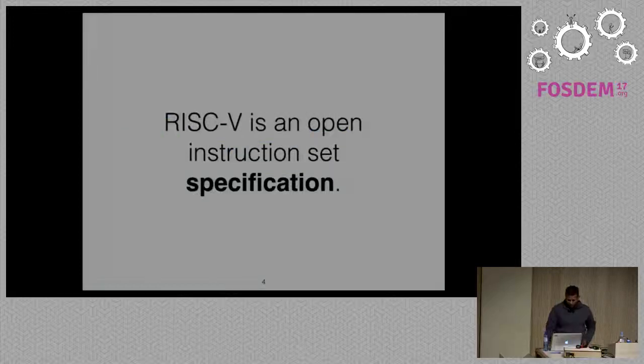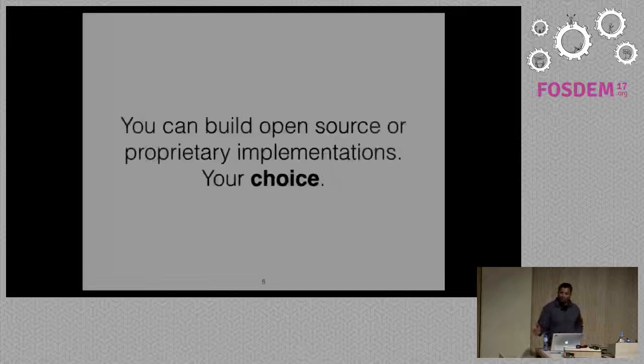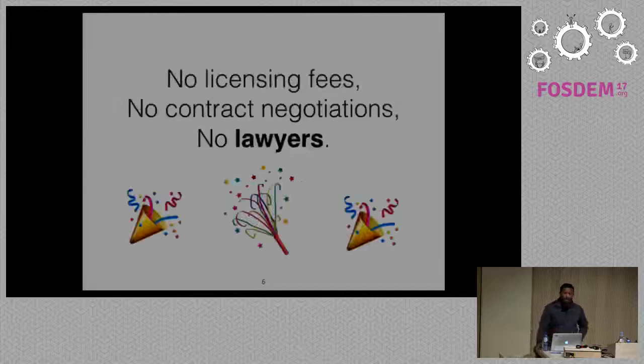So you can build open source or proprietary RISC-V implementations. It's completely up to you. It's an open standard, and you can do what you want with it. If you tried to do this with one of the commercial ISAs, such as ARM or x86, you might get a friendly letter from one of their lawyers. Maybe not so friendly, but yeah. The nice thing about RISC-V being an open ISA is that you don't have to pay any licensing fees, you don't have to deal with any lengthy contract negotiations, and you don't have to deal with lawyers, which I think is a good thing as an engineer.